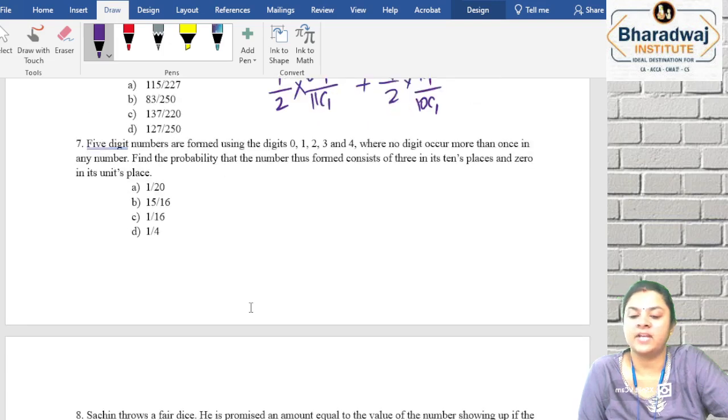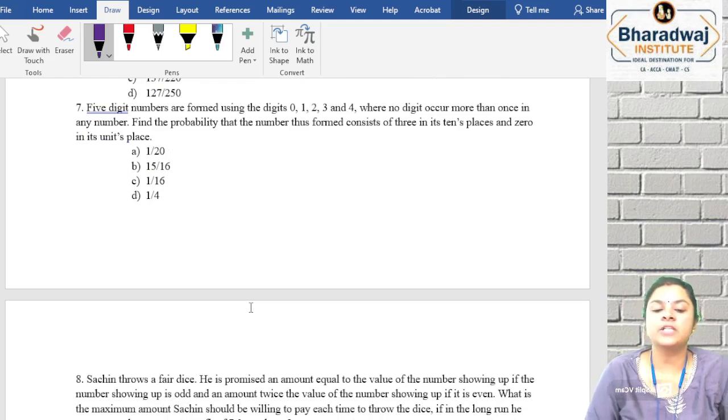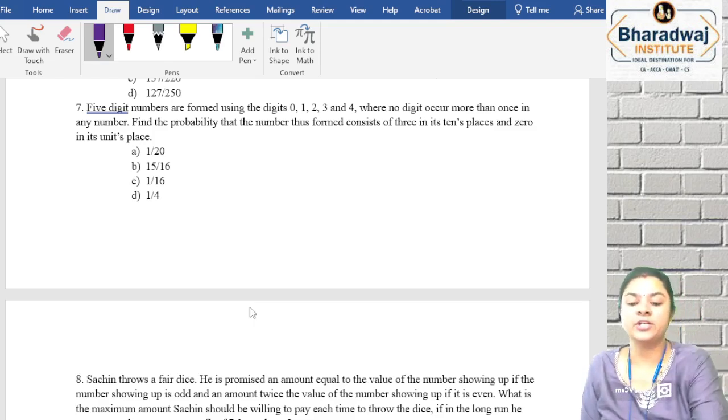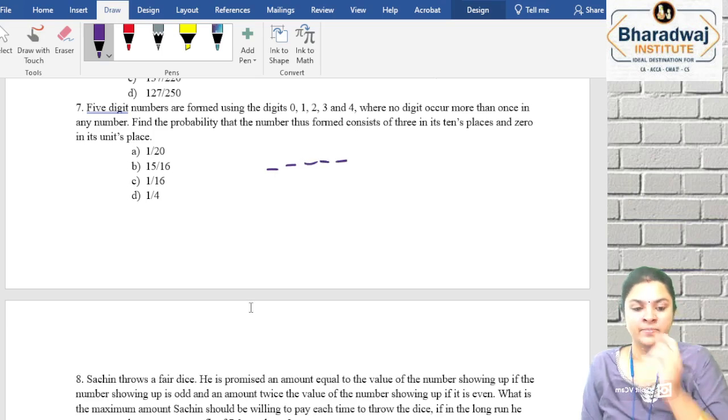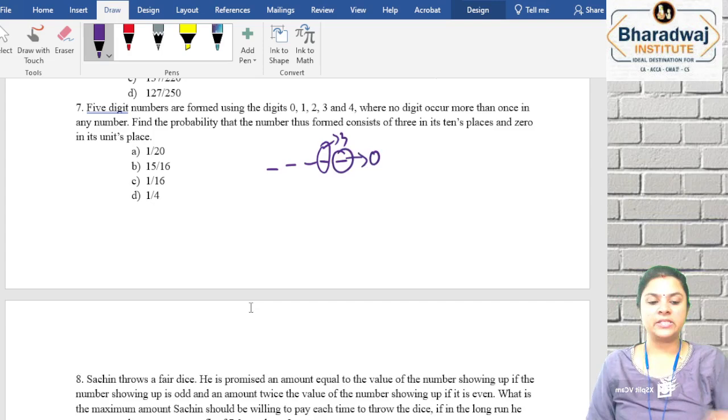Done? Next. 7th one. 5-digit numbers are formed using the digits 0, 1, 2, 3 and 4, where no digit occurs more than once, which means no repetition. Find the probability that the number thus formed has 3 in its tens place and 0 in its units place. So a 5-digit number is formed. I want 3 in its tens place, and in the units place I need 0. So first come to the denominator.